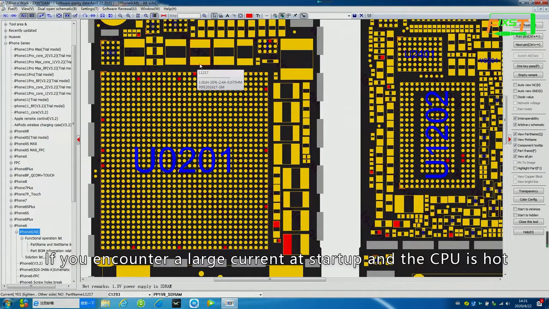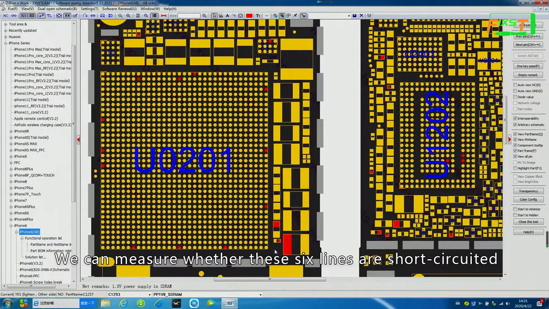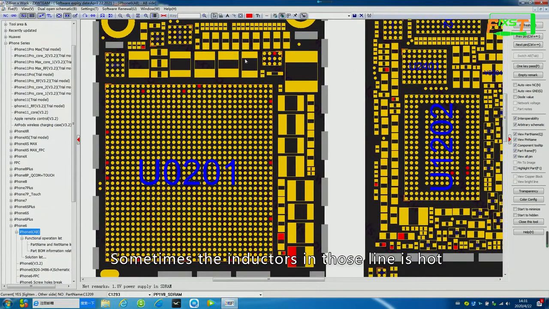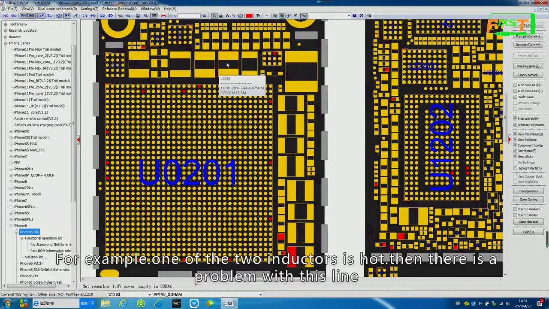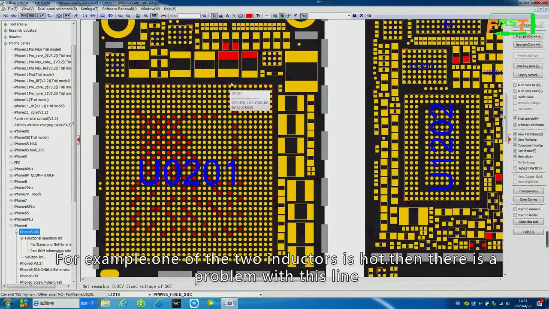If you encounter a large current at startup and the CPU is hot, we can measure whether these 6 lines are short-circuited. Sometimes the inductors in those lines are hot. For example, if one of the two inductors is hot, then there is a problem with this line.